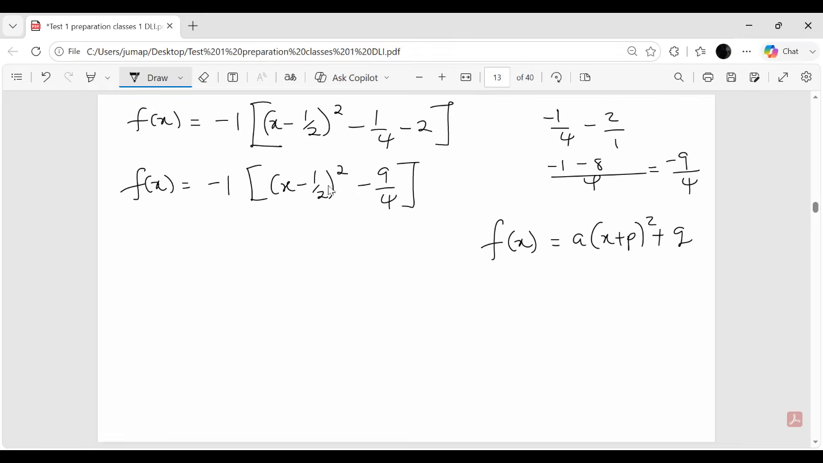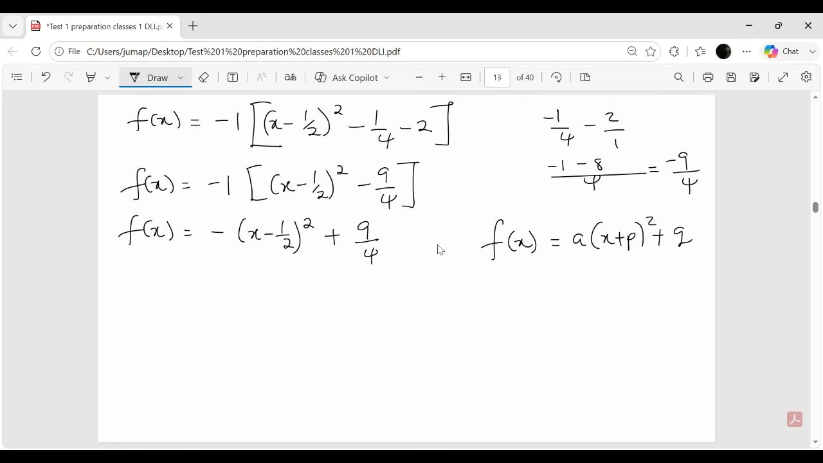So the way it is, it's not complete. Now I'll return the negative 1, multiplying everything here. So f of x is equal to negative 1 times negative x minus 1 over 2 squared, then negative times negative 9 over 4 gives plus 9 over 4. Are we together? Yes, sir, we're together.